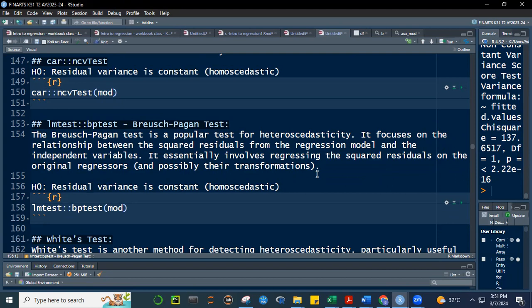And this is from the lmtest package, the linear model test package, but this is not from the car package. This is from the lmtest package, linear model test. This is a powerful package, class.